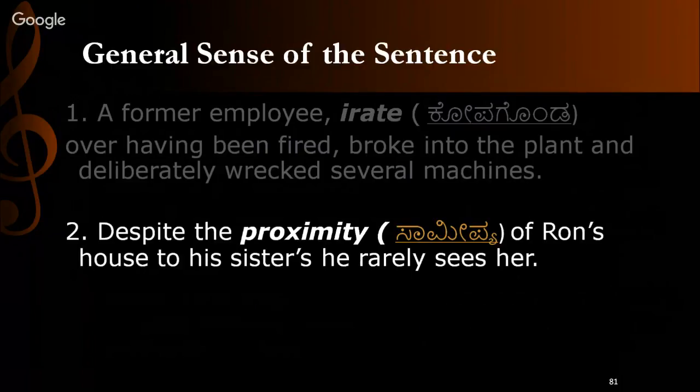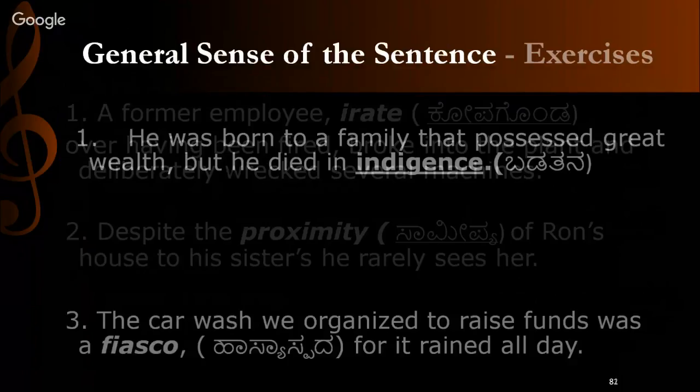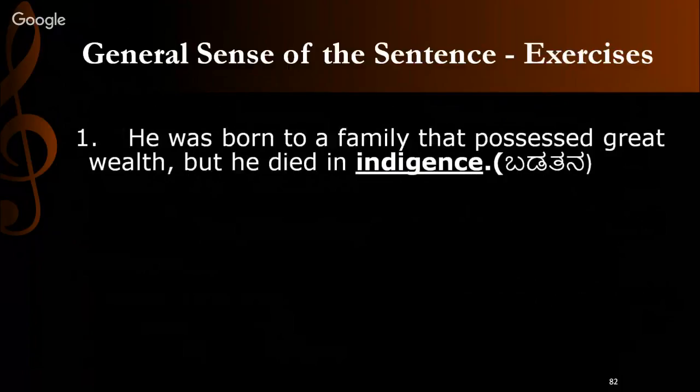Despite the proximity of Ron's house to his sister's, he rarely sees her. So he rarely meets his sister, even though they are very close, and we understand proximity. The car wash we organized to raise funds was a fiasco, for it rained all day. Fiasco means it was a failure, ridiculous. He was born to a family that possessed great wealth, but he died in indigence, died in poverty. So because of the word but, you know that it is an antonym.